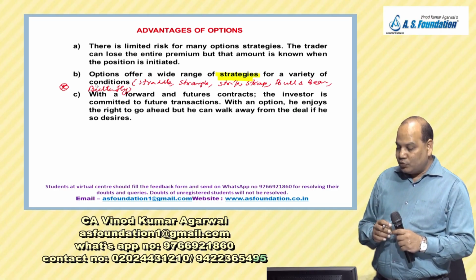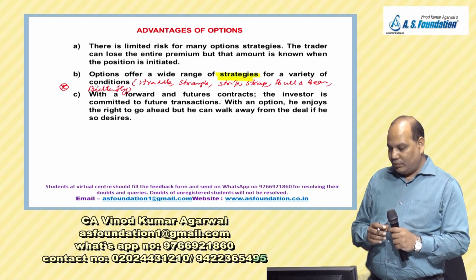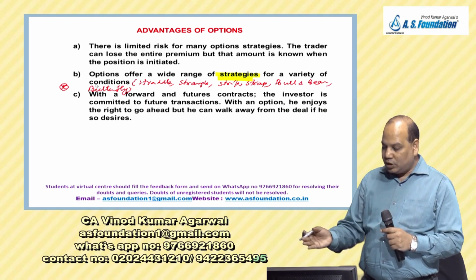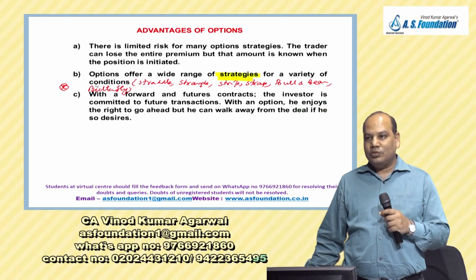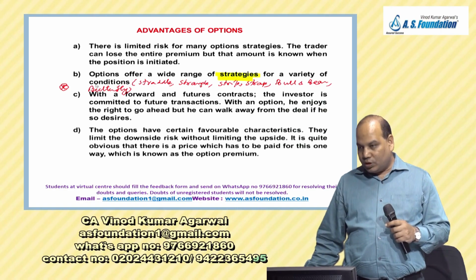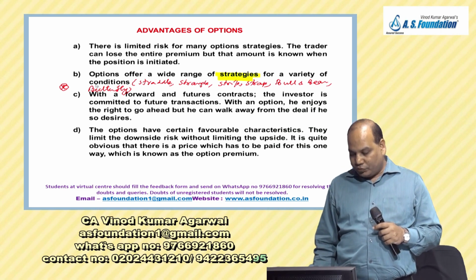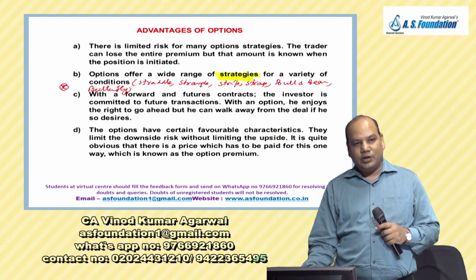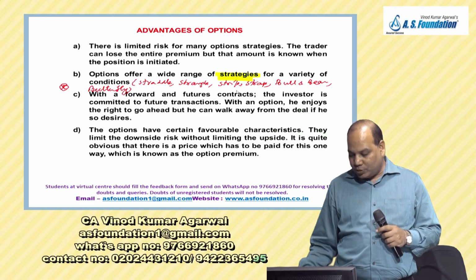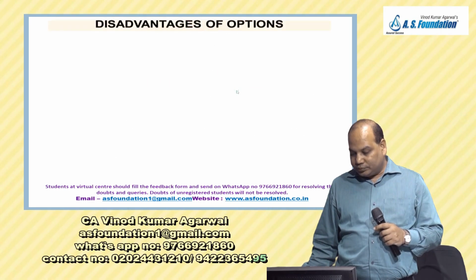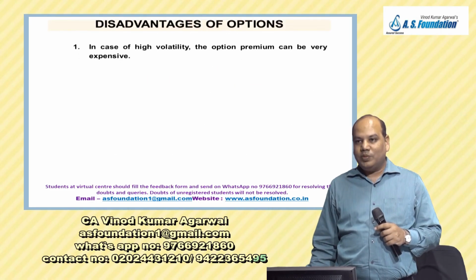With a forward and future contract, the investor is committed to a future transaction. With an option, he enjoys the right to go ahead, but he can walk away from the deal if he so desires. So in option, there is a right but not the obligation. That is the advantage. Options have certain favorable characteristics. Again, they are saying loss potential is limited, profit potential is very high, but that is only to one party, the holder.